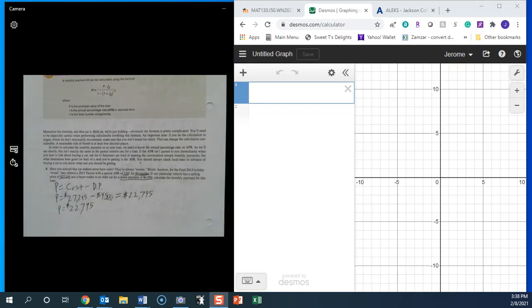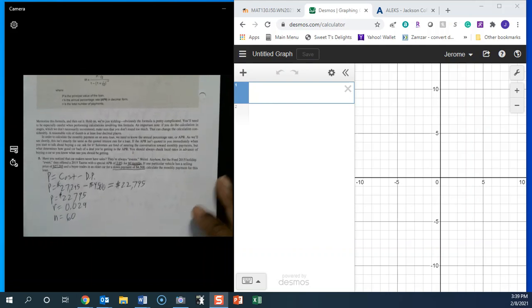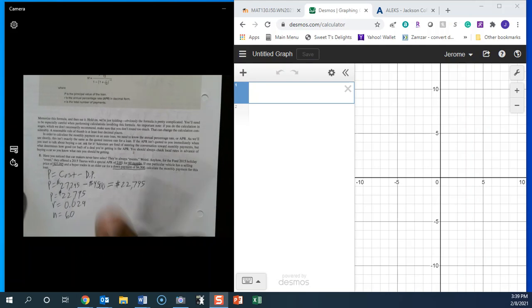Okay, next, our annual percentage rate is given to us at 2.9%. We'll rewrite that as a decimal as 0.029. And then the N is the number of payments, which here is 60, because it's 60 months, so it's 60 payments. So now we have everything we need here. We have the principal, we have the rate, and we have the total number of payments.